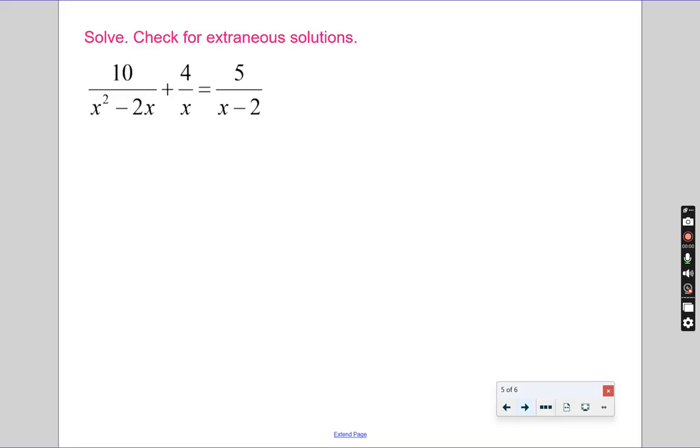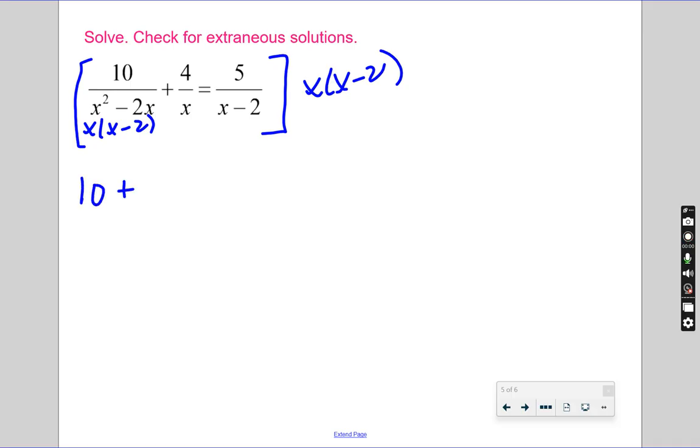All right, what should I do first? Yeah, we need to figure out what we need to multiply by. If anything needs to be factored, then do that. So that's x times x minus 2, which is what we're going to multiply by on the whole equation. All right, so my first term is going to be 10 plus the x's cancel. 4 times x minus 2.